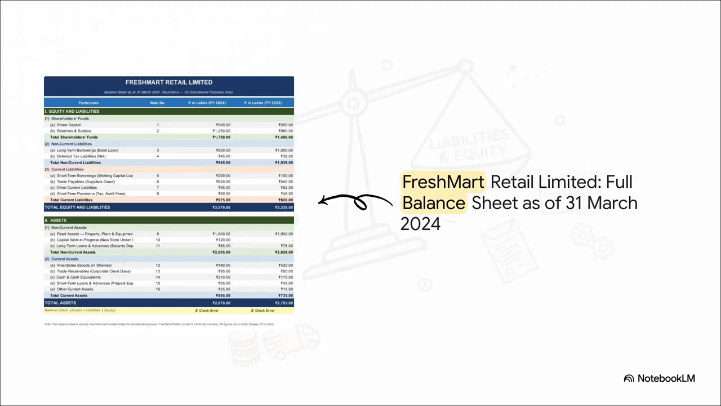Okay, to make every concept crystal clear as we go through this, we're going to use a fictional supermarket chain called FreshMart Retail Limited. Take a look at the date at the top there, 31st March 2024. Remember, a balance sheet is always prepared on one specific date. It's a snapshot, not a movie. Also, keep in mind that all figures here are presented in Indian rupees in lakhs. So when you see the number 500, that actually means 500 lakhs, or 5 crore rupees.